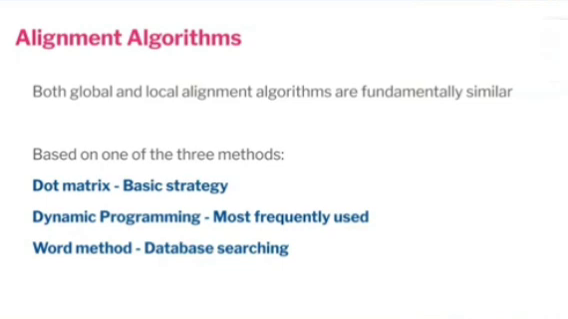Global and local alignment are fundamentally similar, and hence the steps followed by the tools are similar. There are three different algorithms or steps followed to do sequence alignment. First is the dot matrix method, which is the basic strategy to instruct a computer to do sequence alignment. Second is the dynamic programming method, which is the most frequently used method for its accuracy. Third is the word method, which is mainly used when one query sequence has to be aligned to a number of sequences to find the best match.